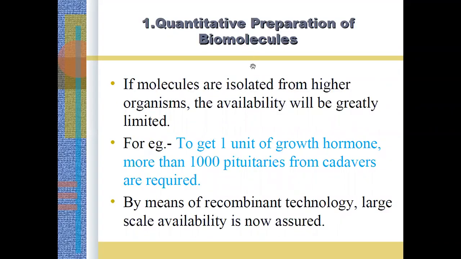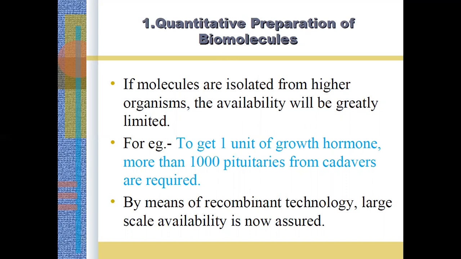Now here a few examples with explanation are given, like quantitative preparation of biomolecules. For example, if we have isolated a molecule from a higher organism, the availability will be greatly limited. Meaning you have obtained some molecule, for example, DNA or RNA or a protein from a particular organism, then that would be in limited quantity.